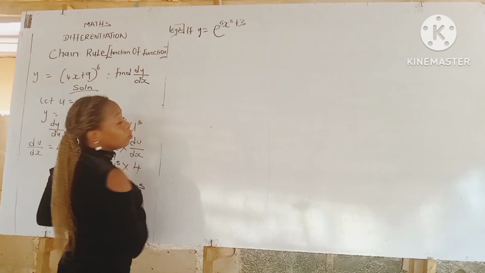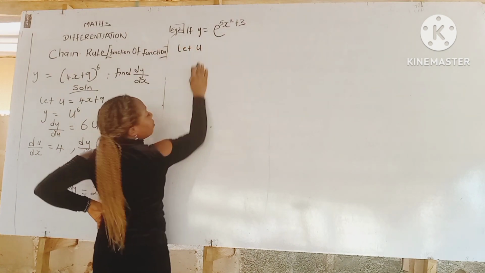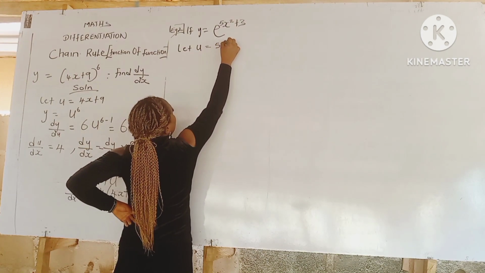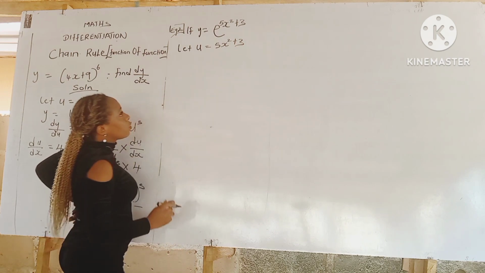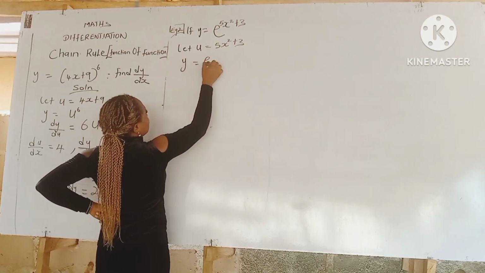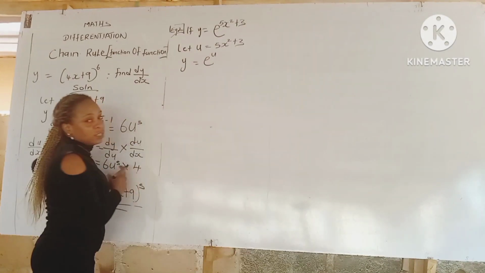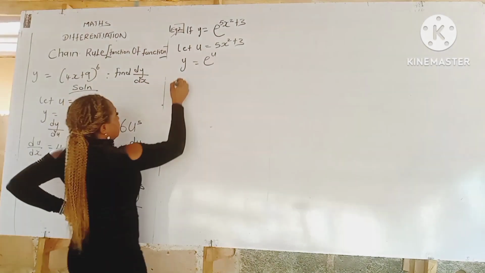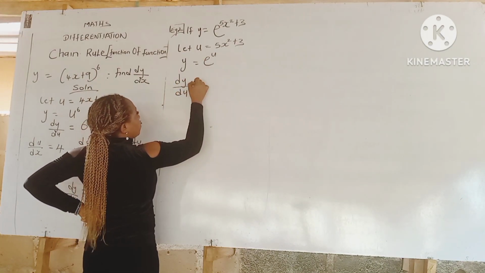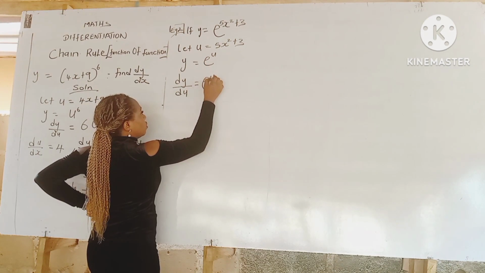Okay, so you say let me make use of u equal to 5x squared plus 3. So if our u is this, we have that our y is exponential u. So let's differentiate using the chain rule. Now let's differentiate dy with respect to du. If we differentiate this exponential function, it will definitely give you this exponential function.